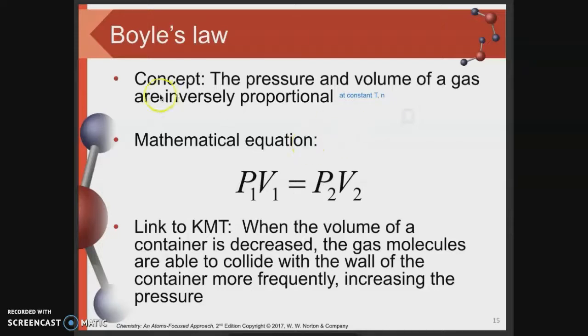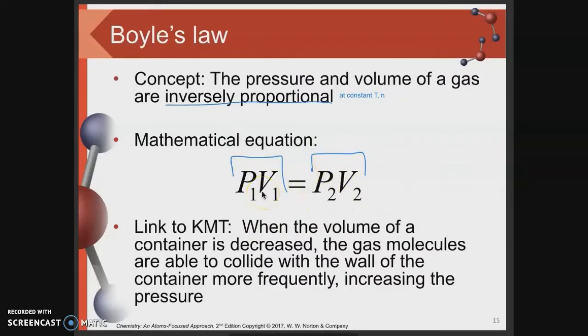Now, mathematically speaking, pay attention to the language here and how it relates to the equation itself. When we see the term inversely proportional, what that's going to mean is that our parameters are going to be multiplied by each other. And so inverse relationships lead to multiplications in our equations. And so the pressure times the volume of a gas at one set of conditions is going to equal the pressure and the volume multiplied by each other at another set of conditions.